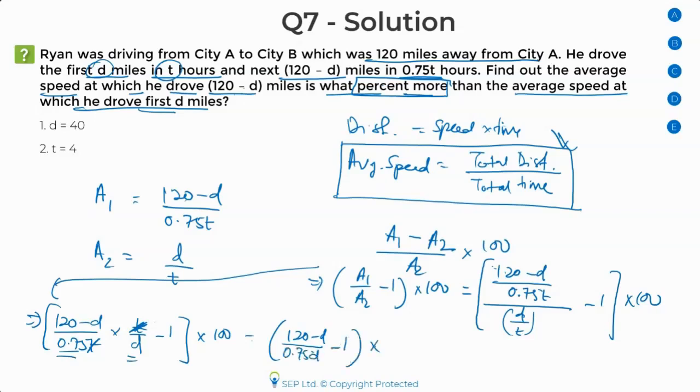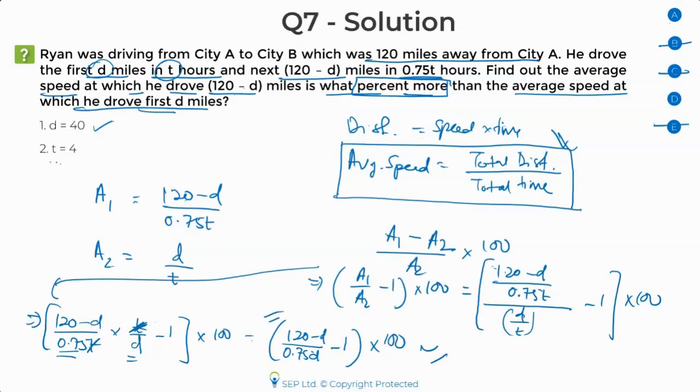minus 1 times 100. Now, once again, notice how this pre-analysis is helping me out. Now I know the value of T is irrelevant. I don't need the value of T to solve the question because T gets canceled out. So even if I'm spending 1.5 minutes at this point, I know what I need to look for, and I'm hardly spending any time in the statements. D is 40. I can put 40, get my answer. Statement 1 is sufficient. So the answer has to be either A or D.